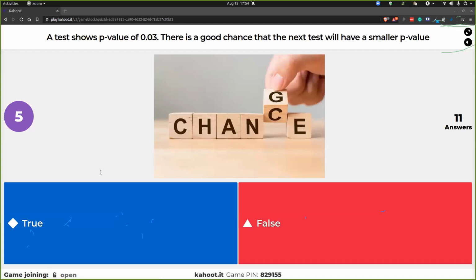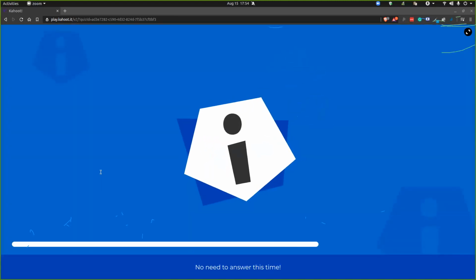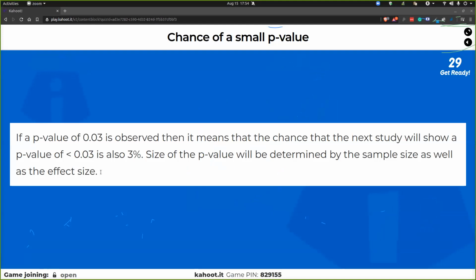A test shows a p-value of 0.03. There is a good chance that the next test will have a smaller p-value. Right, the answer is false and most of you got it correct. The reason is if the p-value of 0.03 is observed, it means that the chance that the next study will show a p-value of less than 0.03 is also 3%. Size of the p-value will be determined by the sample size and the effect size. So this is why you cannot get it correct.